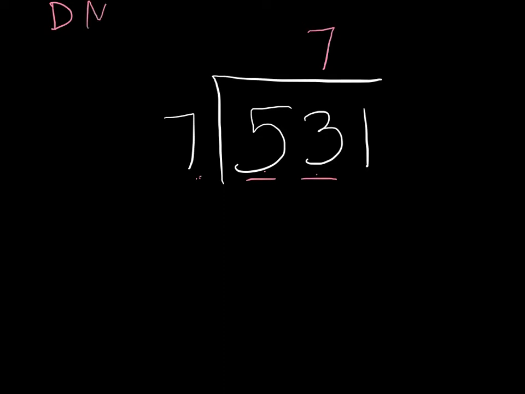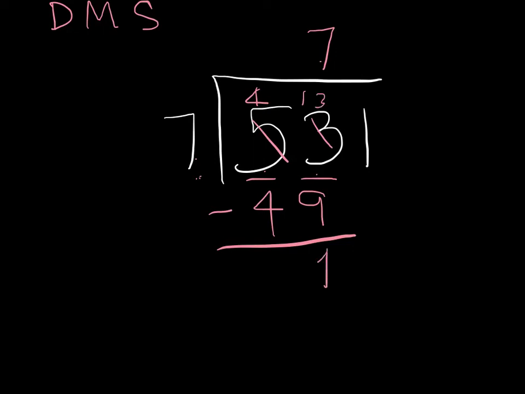So then we have to do the multiply. 7 times 7 is 49. And then we have to do the subtract. So 53 minus 49, we have to borrow here. We'll do this quickly. We get 4. And then we need to bring down. So then we need to bring down this 1.